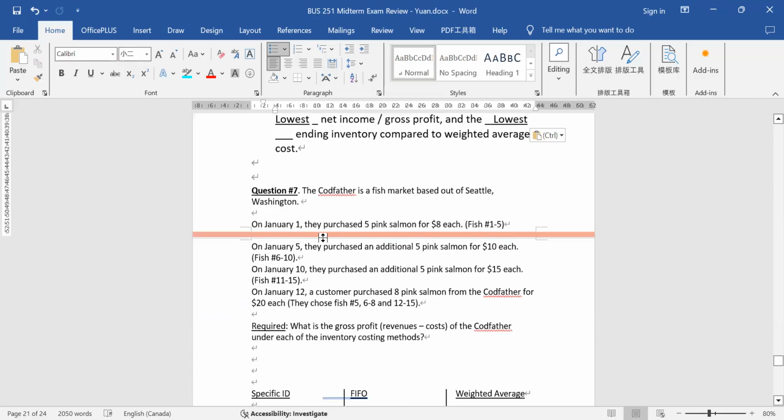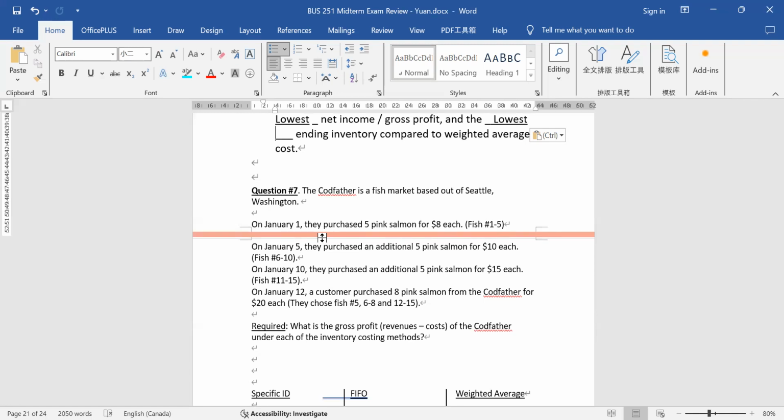So this is the final question we have. The Cod Father is a fish market based out of Seattle, Washington. On the first day, they purchased 5 pink salmon for $8 each. This is labeled as fish 1 to 5. And on January 5th, they purchased an additional 5 pink salmon for $10 each. It's numbered as fish 6 to 10.